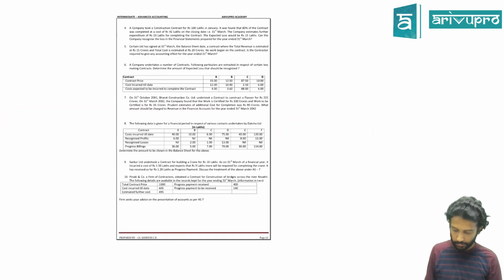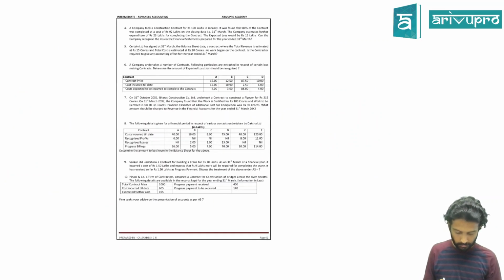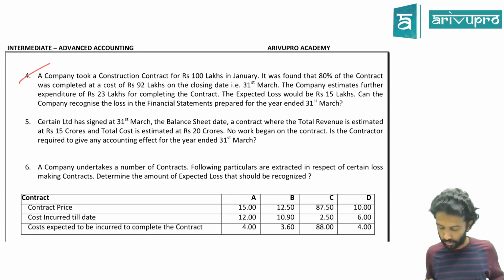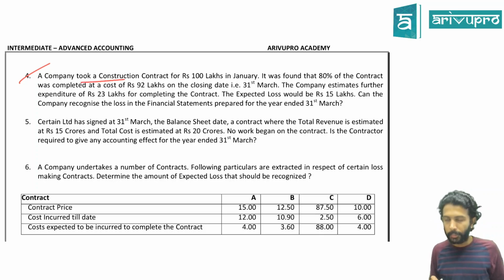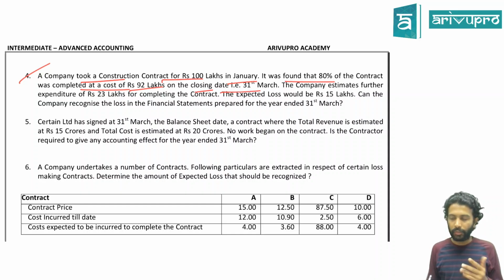So the next question. Next question number 4. 4 and 5 you will answer. I will help you. I'll read along with you, but you need to give me the final answer. A company took a construction contract for 100 lakhs in January. It was found that 80% of the contract was completed at a cost of 92 lakhs. That means what is that 92 lakhs? Cost incurred till date. Yes. On the closing date, till now we have incurred 92 lakhs.